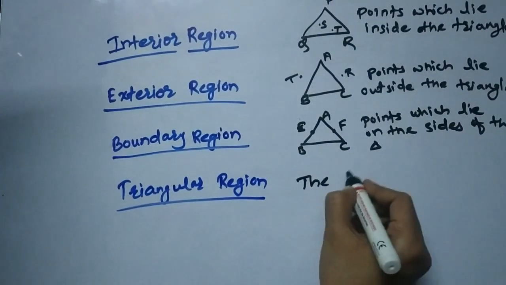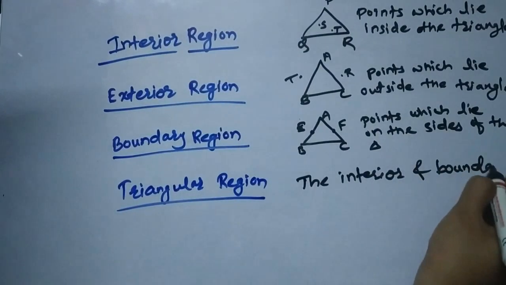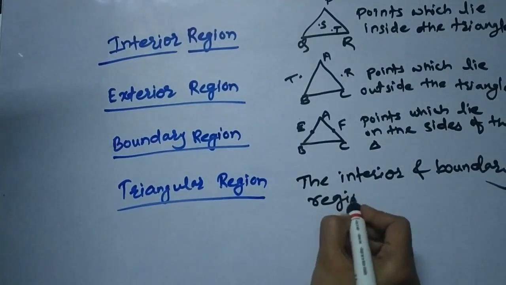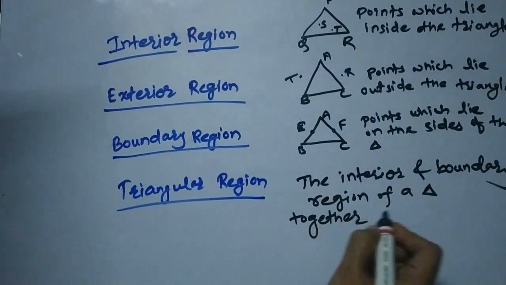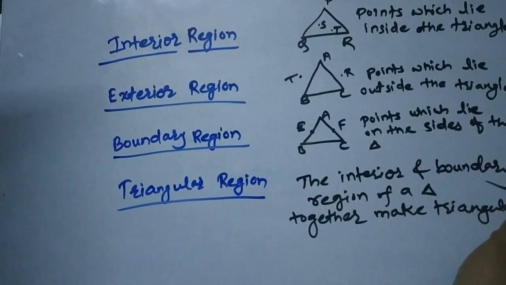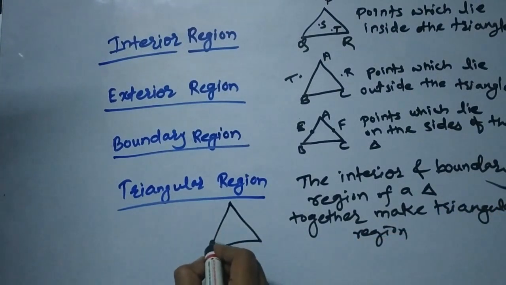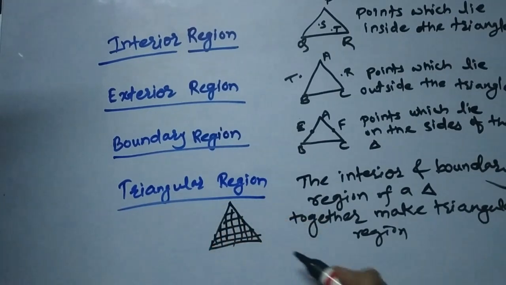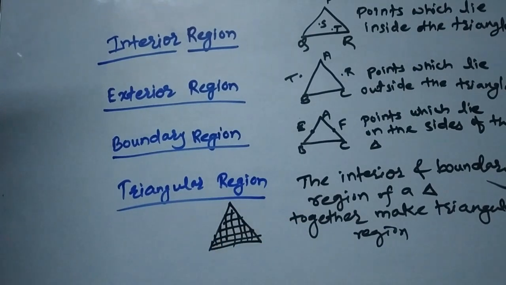So friends, here you can say the interior and the boundary both make the triangular region. The interior and the boundary region of a triangle together make the triangular region. So friends, suppose this is a triangular region, this is one triangle. So all these shaded points are the triangular region, which includes the sides also, meaning the boundary as well as the interior. This includes the triangular region.